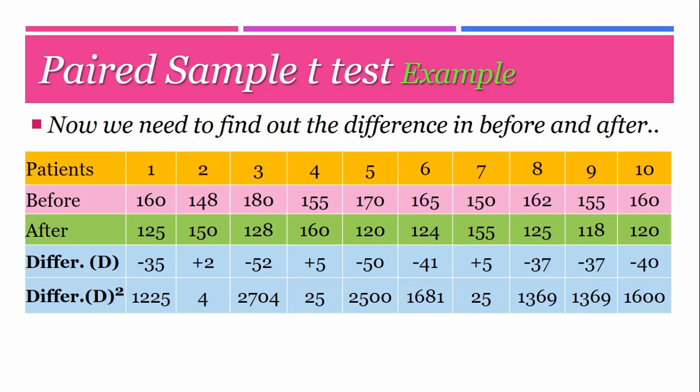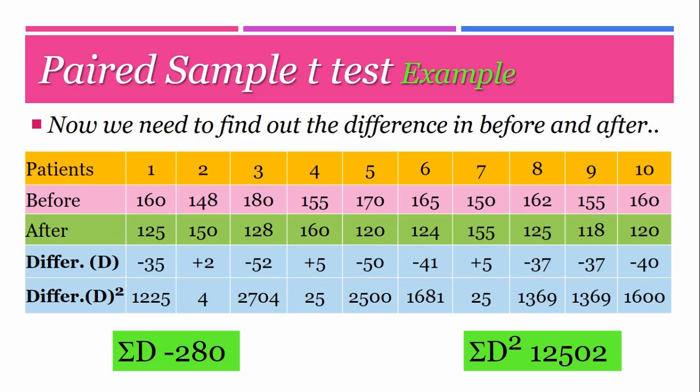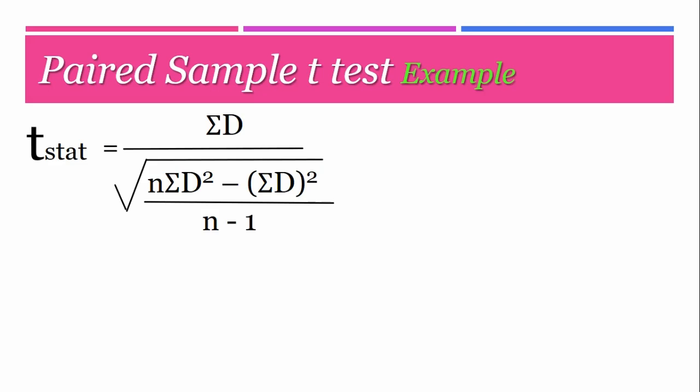When we do the summation of all the D values, we get summation of D equal to minus 280, and summation of D square is 12,502. Let's put all these obtained values into the paired t-test formula as follows. We have summation of D and summation of D square. The value of n is known to us, which is 10. So we'll put all these values one by one. First we put summation of D here.